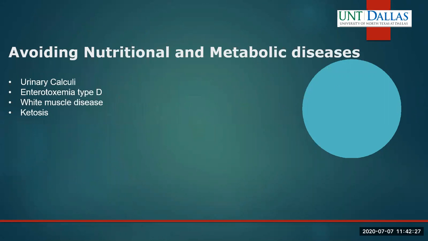There are certain nutritional and metabolic diseases that affect sheep and goats, and we should know how these can be avoided: urinary calculi, enterotoxemia type D, white muscle disease, or ketosis. Urinary calculi, which is also called water belly, is a problem associated with males and wethers. Mineral stones develop in the bladder and may become lodged in the urethra, causing blockage of urination, or possible bladder rupture and death.